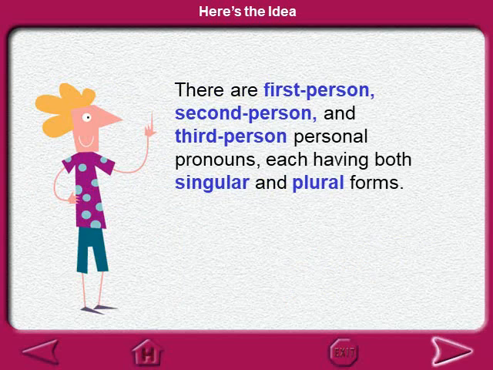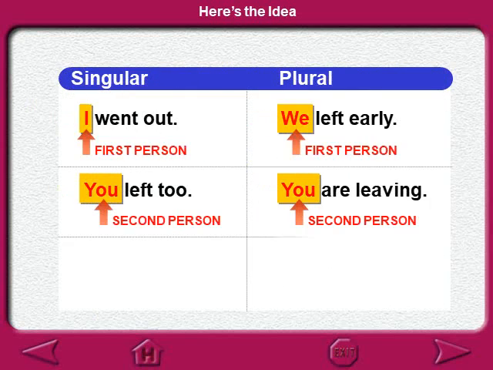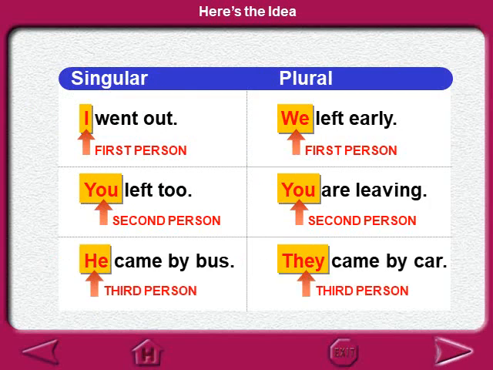There are first person, second person, and third person personal pronouns, each having both singular and plural forms. For example, singular: I went out, it is first person. In plural form: we left early. You left too, it's second person. You are leaving, in plural form, it is the same.